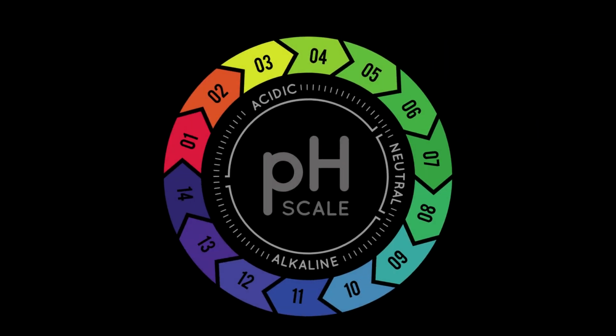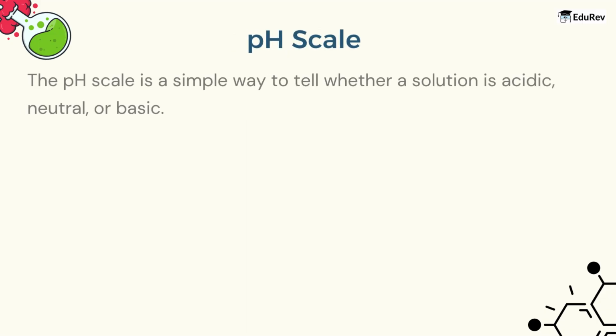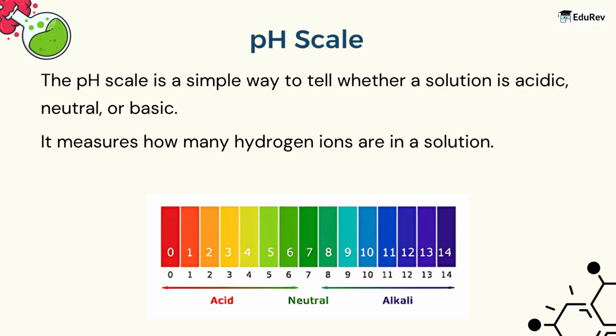Hello students, today we are going to dive into something that helps us understand whether a substance is sour like lemon or bitter like soap. The pH scale is a simple way to tell whether a solution is acidic, neutral, or basic. It measures how many hydrogen ions are in a solution.